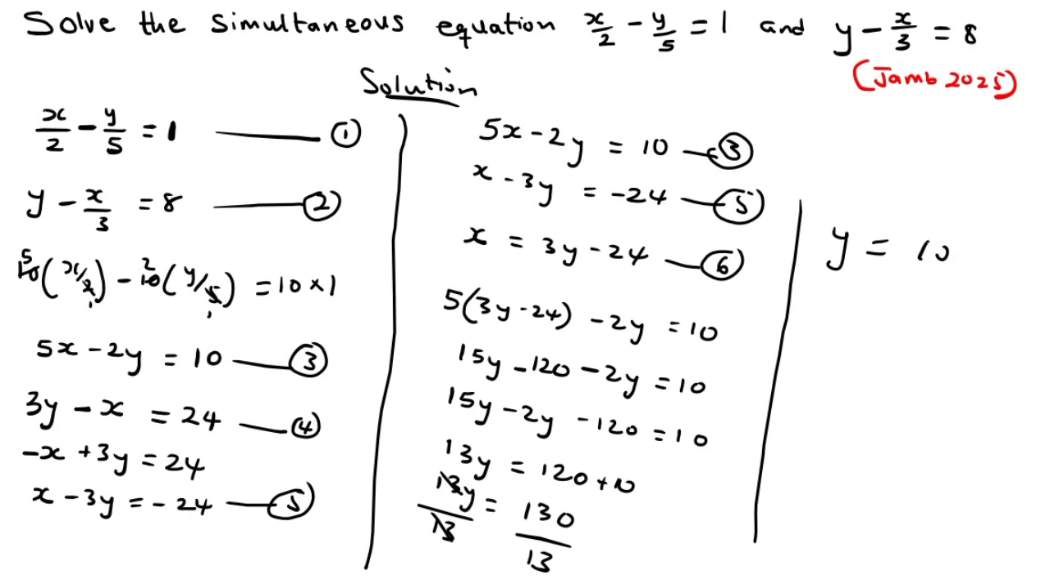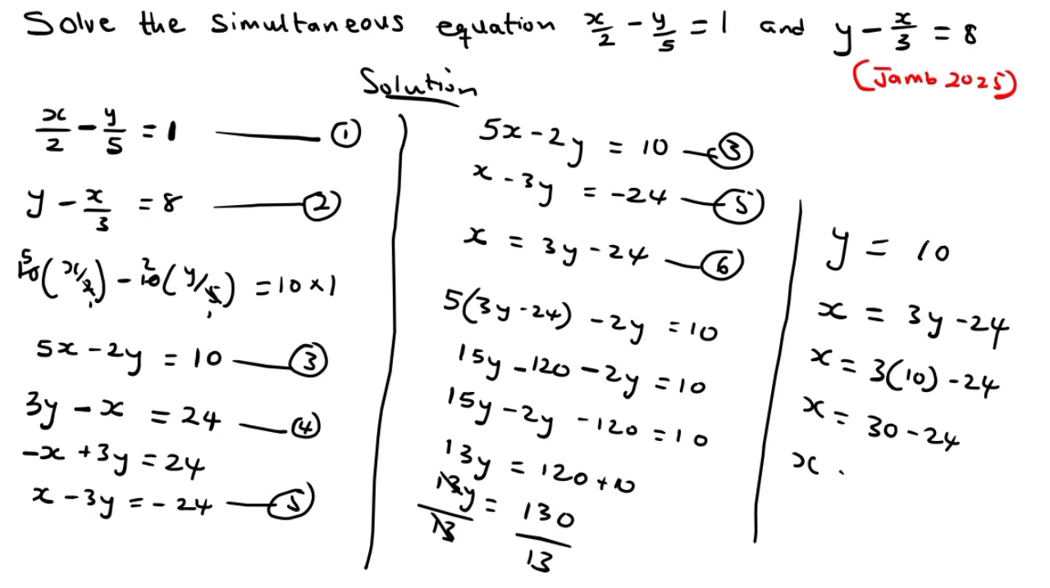Now, to know the value of x, we are going to substitute the value of y into equation 6. And equation 6 is x equal to 3y minus 24. So x is equal to 3y, our y is 10, minus 24. Okay, so x is equal to 3 times 10 is 30 minus 24. And then finally 30 minus 24 will give us 6. So the values of x and y are 6 and 10 respectively. So this is the solution to this question.